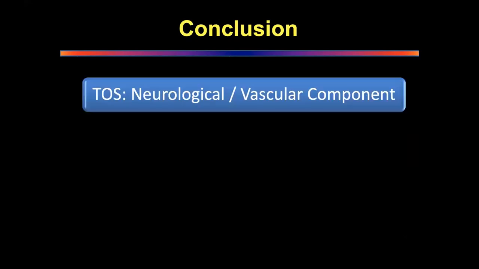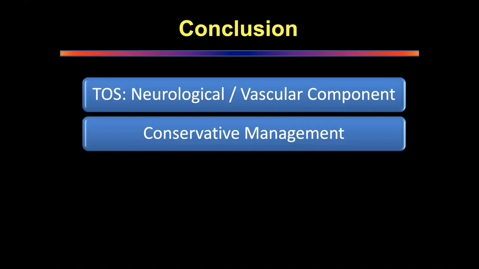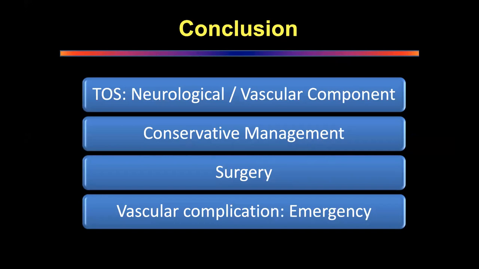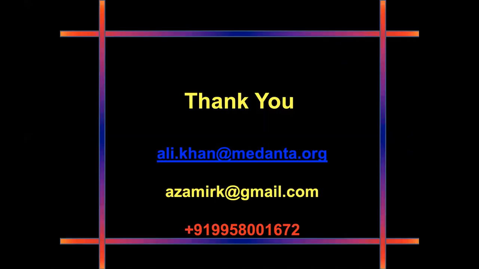So the bottom line is thoracic outlet syndrome has a neurological component and a vascular component. Conservative management is the mainstay of treatment. Do not operate on every single thoracic outlet patient that comes across you. In fact, your surgery rate should be less than 10%. 90% of them actually resolve with physiotherapy. Surgery has a definitive role in these things. And the important thing is you offer emergency surgery only when there is a vascular complication, when the limb is threatened or life is threatened. Thank you.